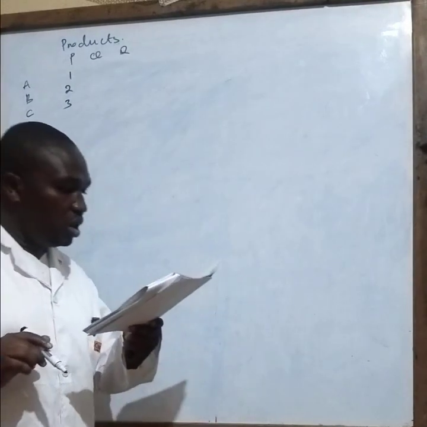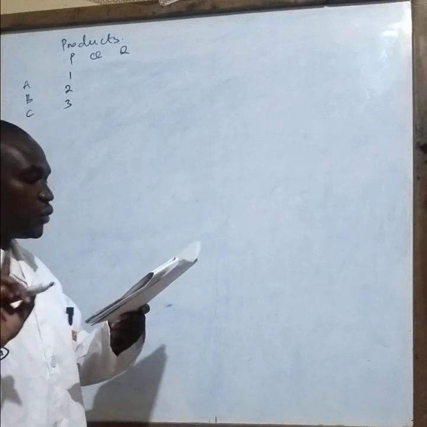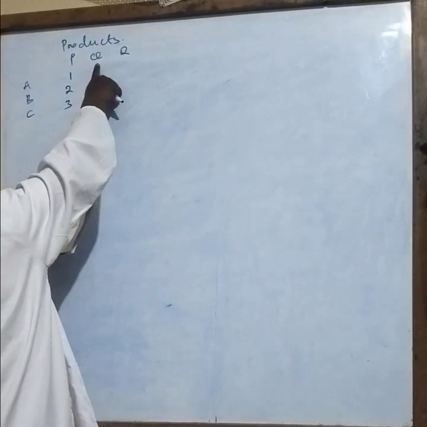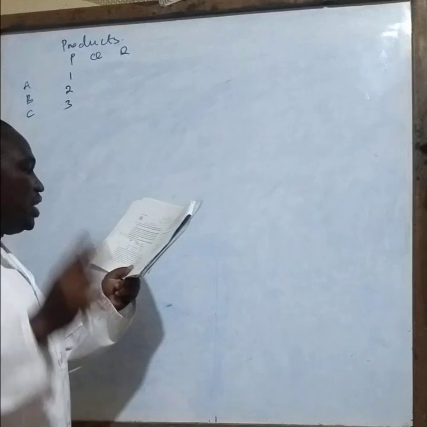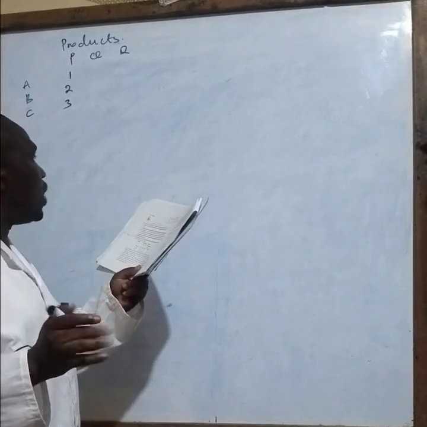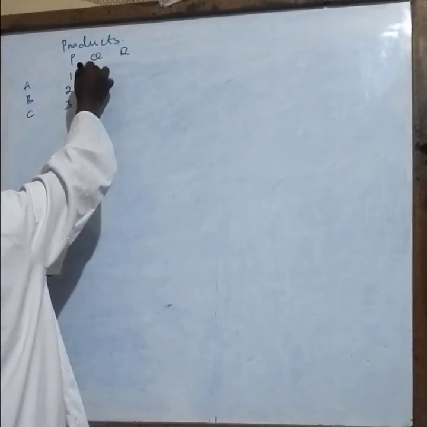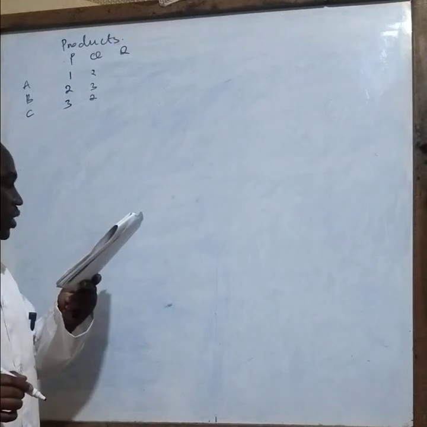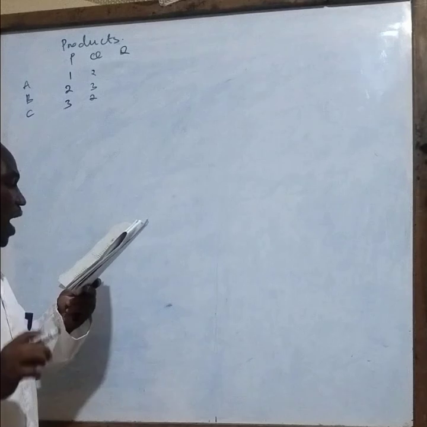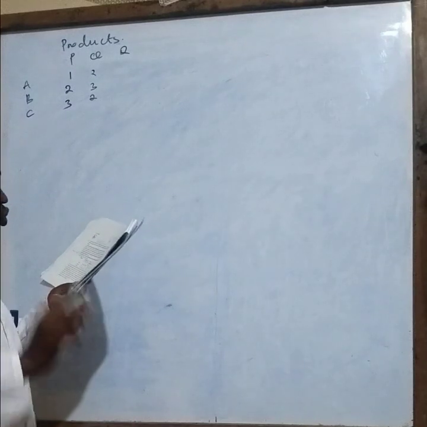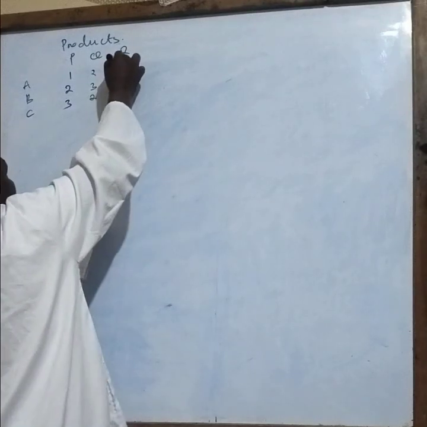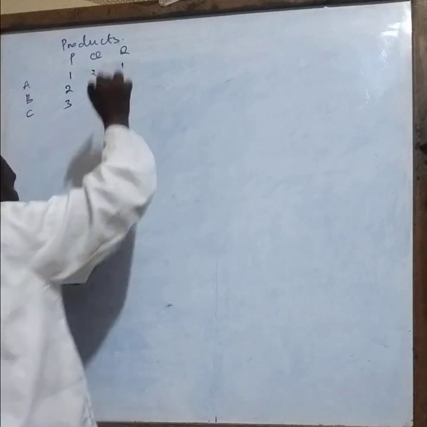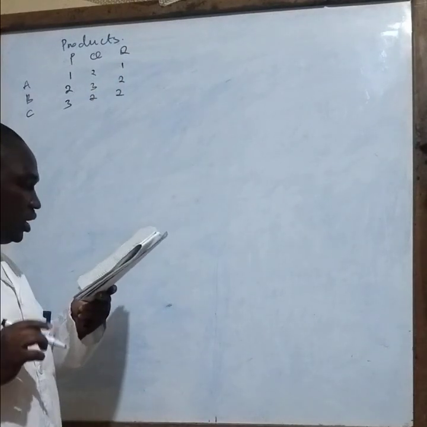Again, continuation. 1 unit of Q, this one here, you need 2 units, 3 and 2 units of A, B, C. So we need here 2, 3, and 2 units to produce. Then 1 unit of R requires 1, 2, and 2 units. You require here 1, 2, and 2 units to produce 1 unit.